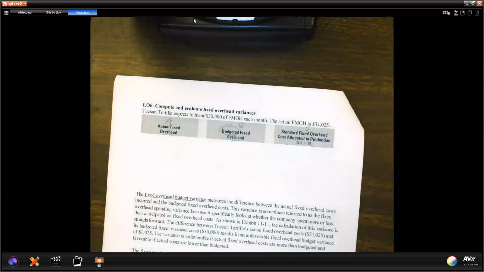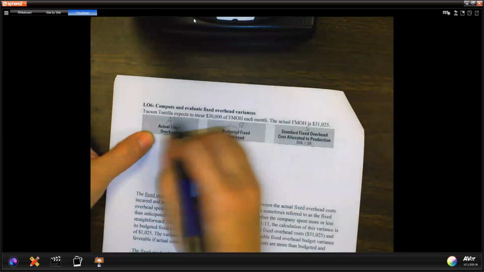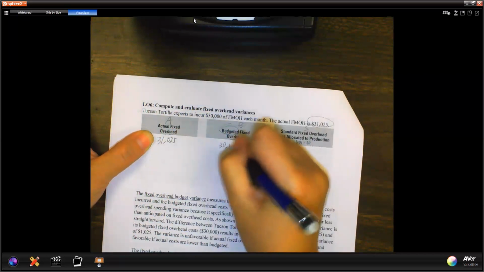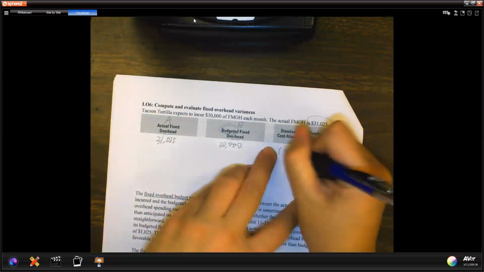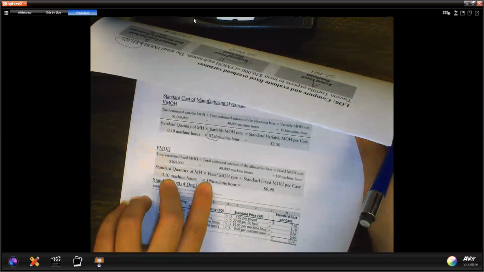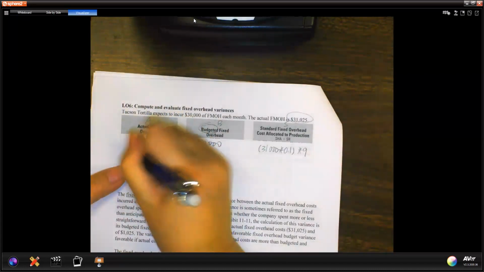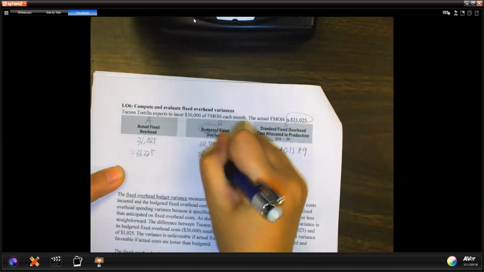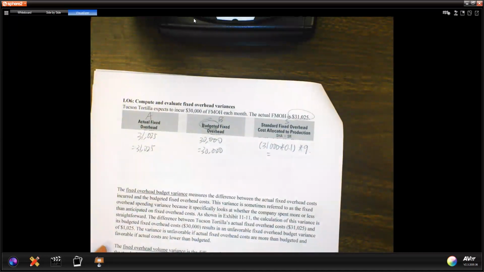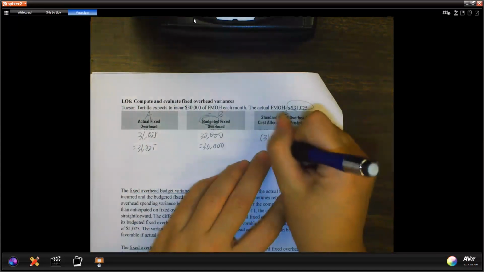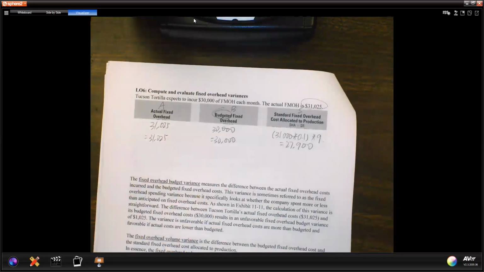So it is actual, budget, and then standard. Basically, your actual fixed manufacturing overhead for this question is $31,025. Your budget is $30,000, and your standard is what you made, 31,000 units. For each unit of fixed manufacturing overhead, you allocate 0.1 machine hour. Each one is $9. So you times 0.1, times $9. This doesn't need any calculation. So your last one is 27,900.